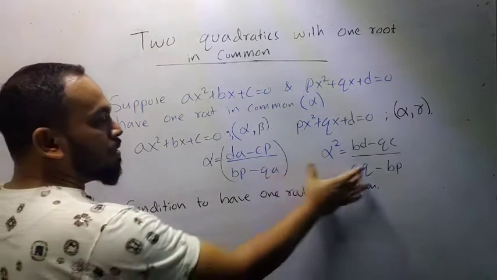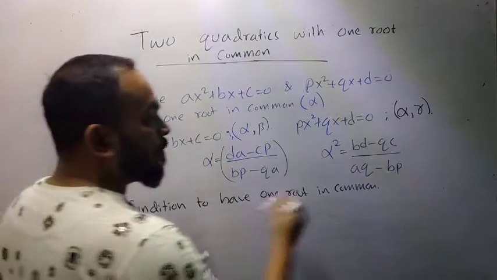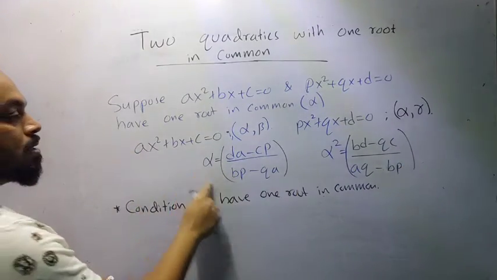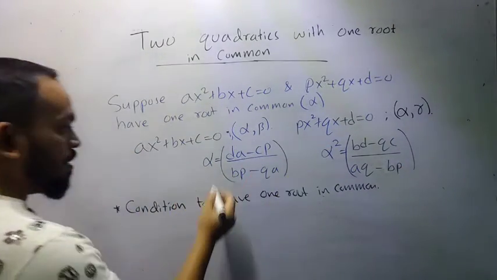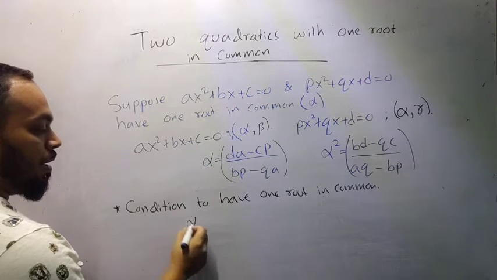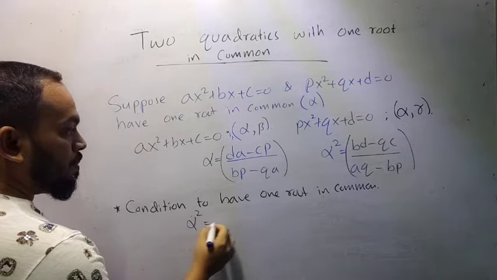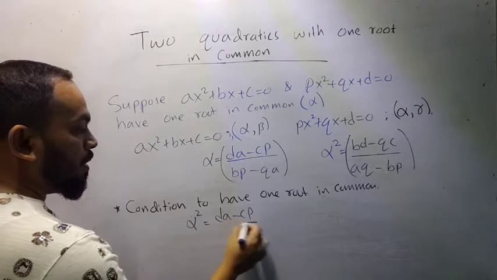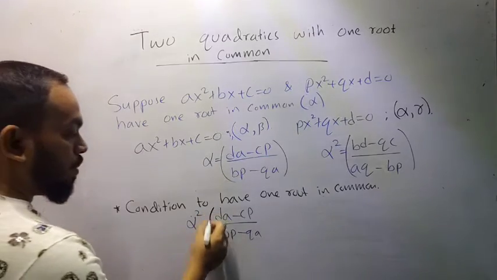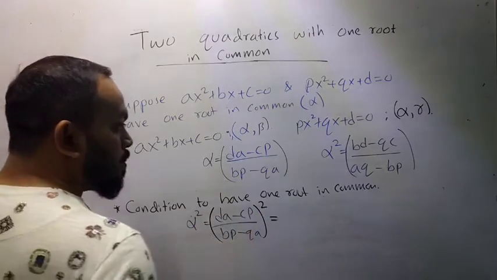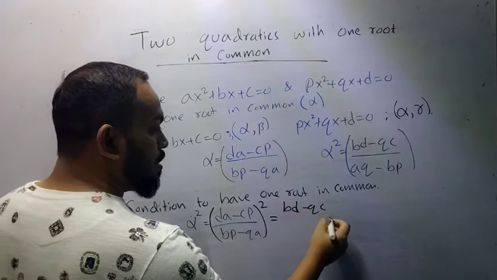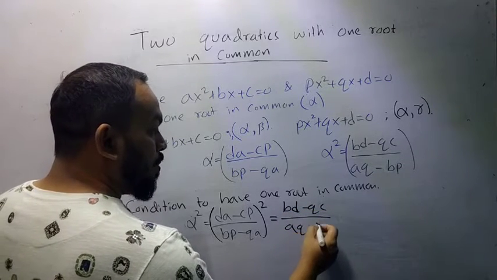So we took these two relationships here, one for alpha and one for alpha squared, which means this one squared must be equal to this. So here if we take alpha squared, in this case this becomes dA minus Cp over Bp minus Qa, whole thing squared. This must be equal to this one: Bd minus Qc over Aq minus Bp.